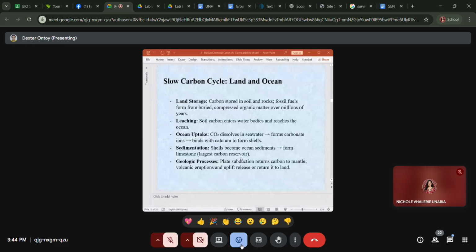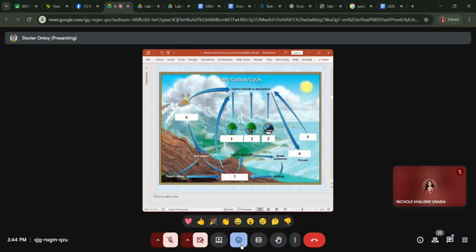And we also have volcanic eruptions that actually split and release or return the carbon into the land. So in the drawing I showed, for example, this one, no?